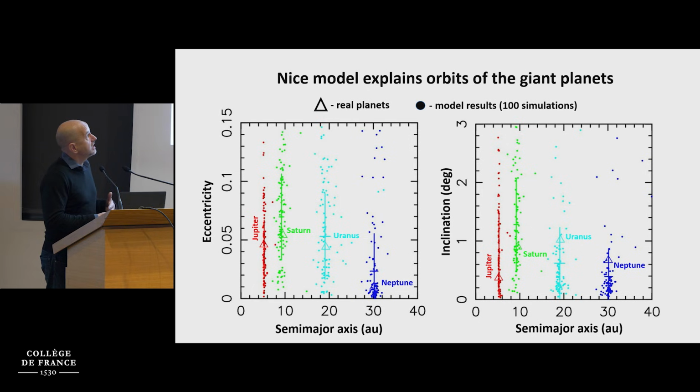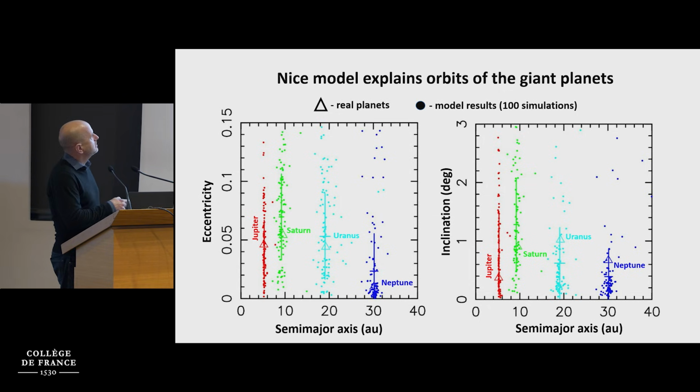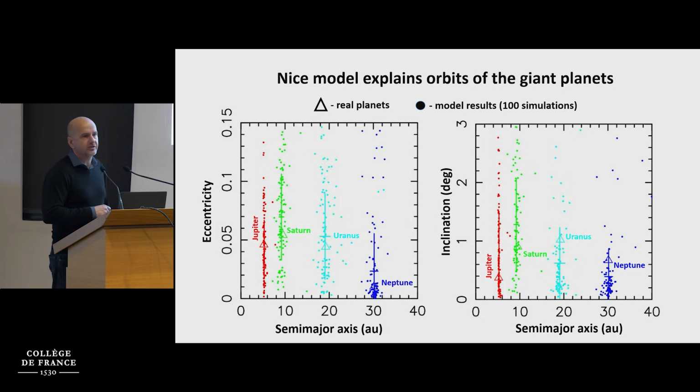So in this case, we ran 100 simulations, collecting those where 4 planets survived, and the dots here are the results of these simulations. So as you can see, there is quite a bit of spread, and that's the result of the instability. You can't control that. Sometimes you get lower eccentricity, sometimes higher. But there is also a good overlap between the points and the real orbits, indicating that the NIS model works quite well to explain this mild excitation of the giant planets.